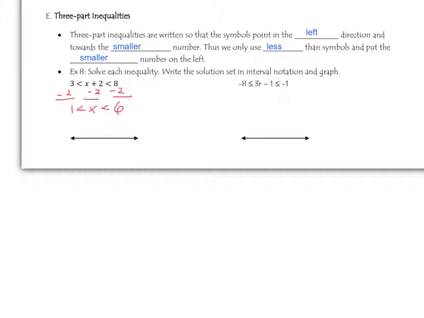We find 1, put a parenthesis there, and then x is larger than 1, 1 is less than x, and then we go until we get to 6, and we put a parenthesis there. So that is how you graph a three-part inequality. Infinity is not involved in this, and when you write it, you look at the left and you see a 1 with the parenthesis, you write a comma, you look at the right and you see a 6 with the parenthesis. So that's all there is to that.